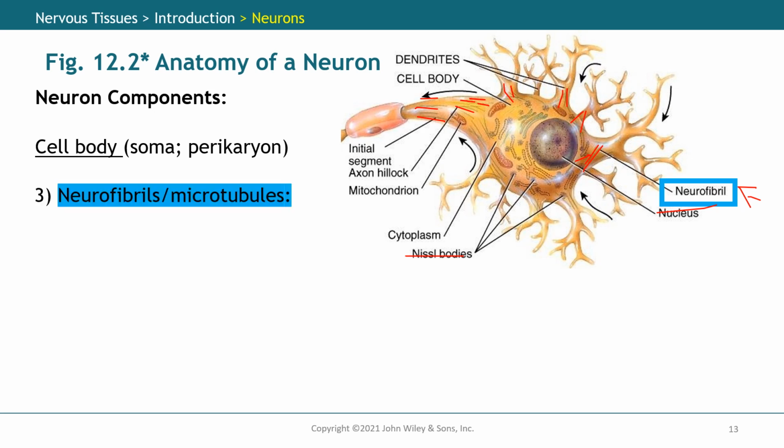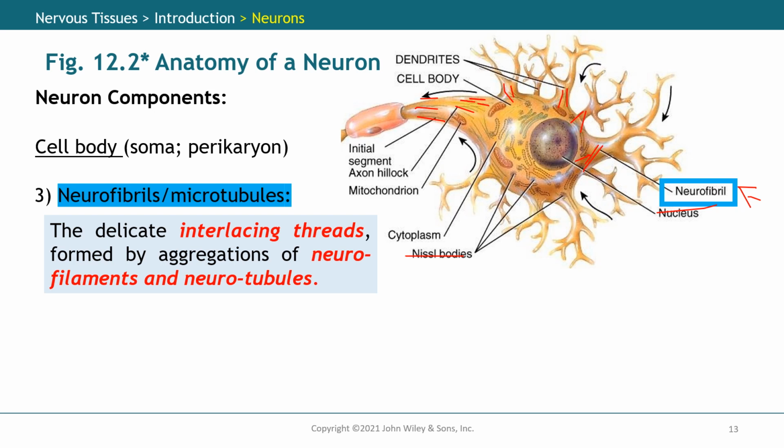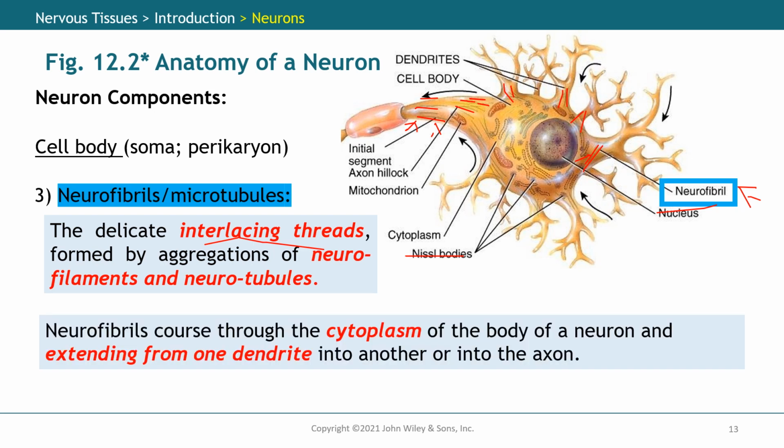So to some degree, these neurofibrils resemble the functions of the microtubules. And I told you they are delicate intercalating threads. So this is why I made all these little lines everywhere. And I'm going to talk about two: neurofilaments and neurotubules. Okay, in the next slide, I'm going to show you the functions. And I also showed you that they are located in the cytoplasm, these tiny lines, and they extend from one dendrite into another one or into the axon.